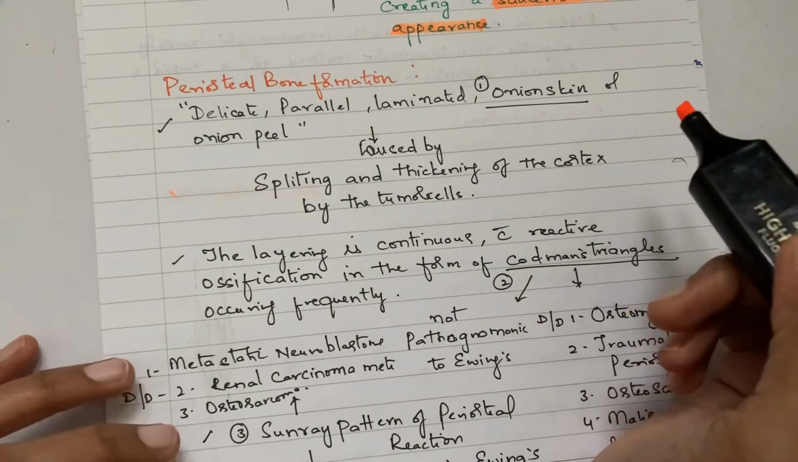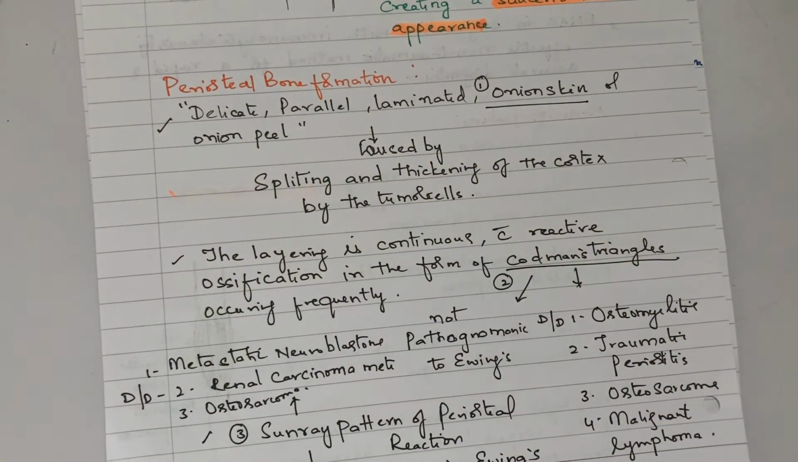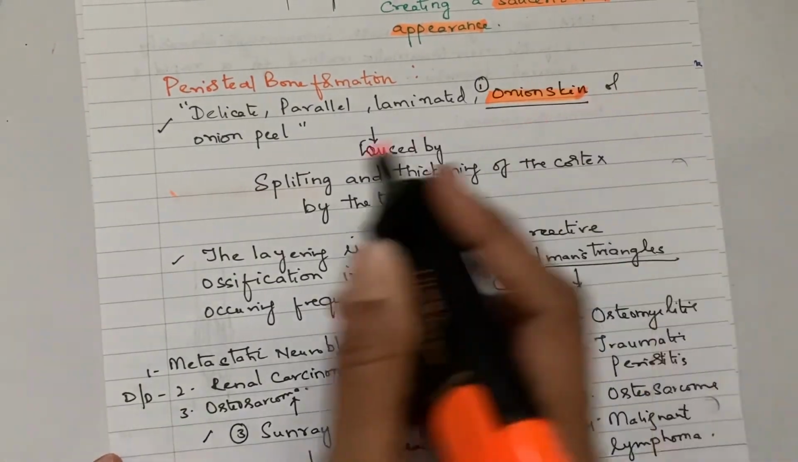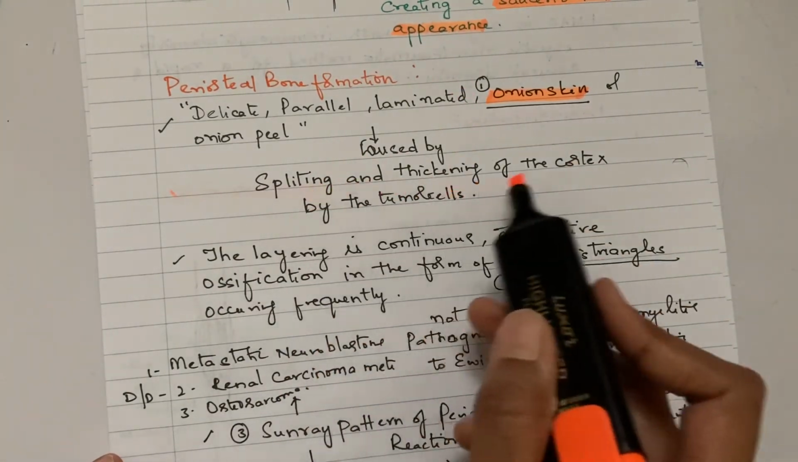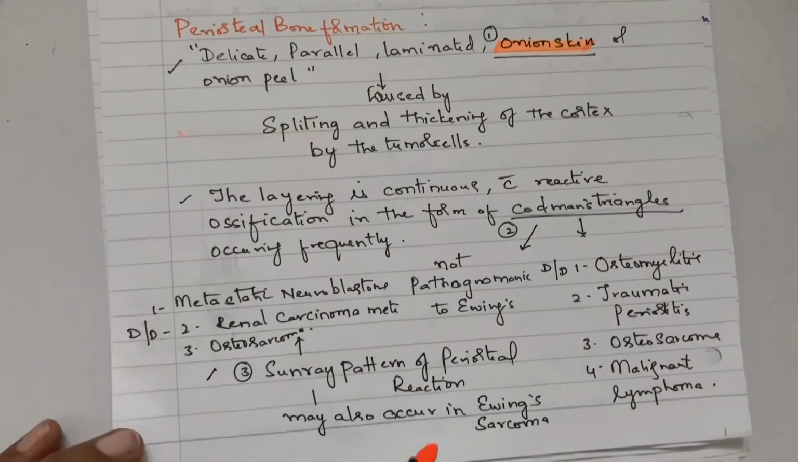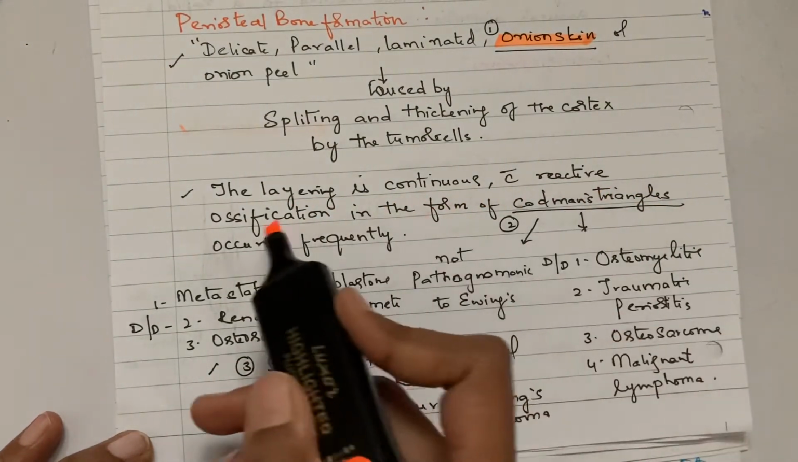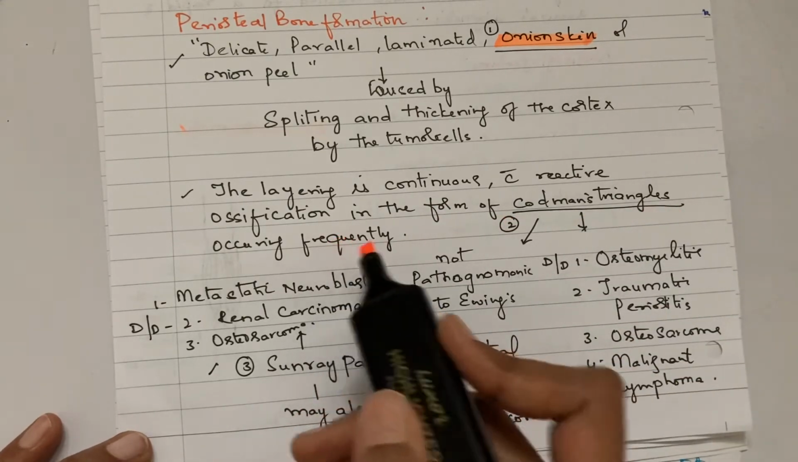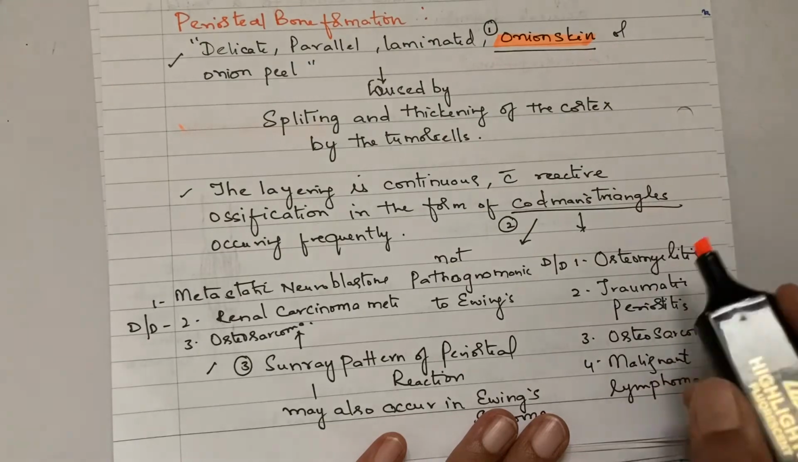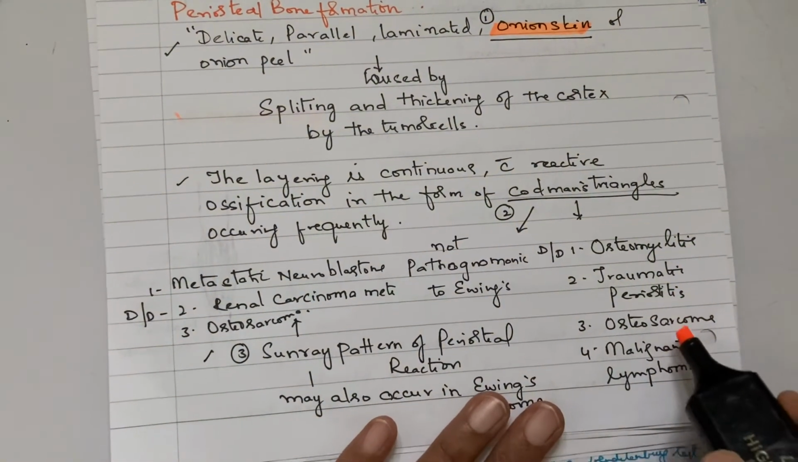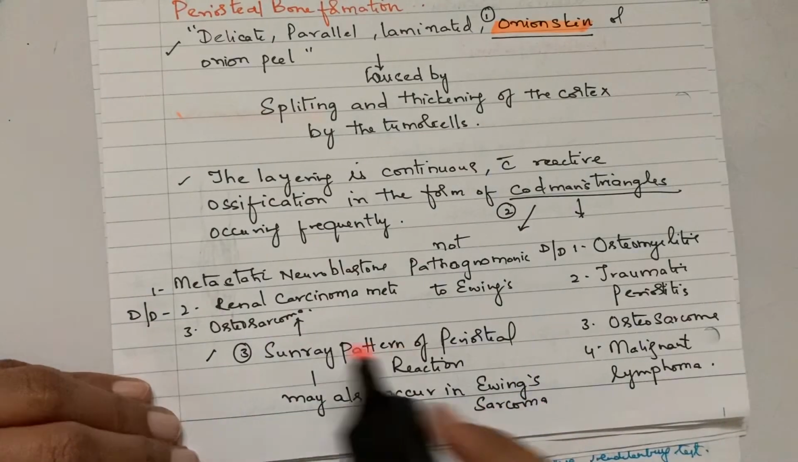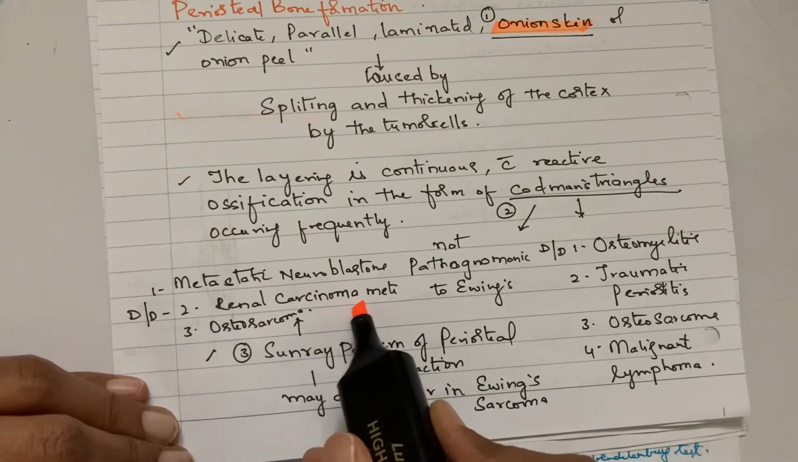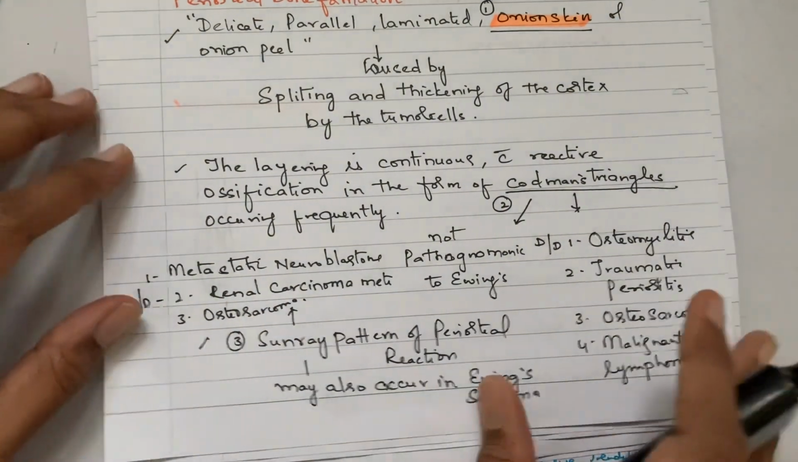Periosteal bone formation: three types of periosteal reaction occur in Ewing sarcoma. Most common is obviously the onion skin type, a delicate parallel laminated onion skin or onion peel type, caused by splitting and thickening of the cortex by the tumor cells. One more is Codman's triangle. This layering is continuous with reactive ossification in the form of Codman's triangle, occurring frequently. DDs for Codman's triangle type periosteal reaction: osteomyelitis, traumatic periostitis, osteosarcoma, malignant lymphoma. Third type is the sunray type of periosteal reaction, which may also occur. DDs are metastatic neuroblastoma, renal carcinoma metastases, and osteosarcoma. So most common is onion skin periosteal reaction.